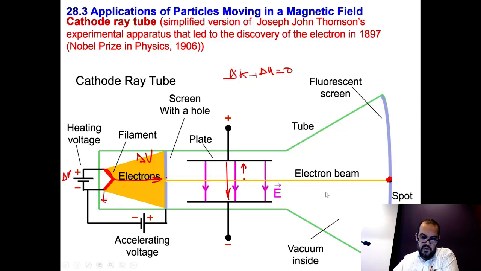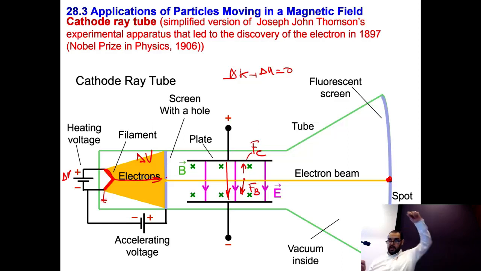So this is the electric force. Now let's also add a magnetic field. For the magnetic force, we use QvB and the right hand rule: v is in this direction, B is into the page. Up is what we get with the right hand rule, but because this is a negative charge, the force is going to be down. So the electron will also be subjected to a magnetic force.